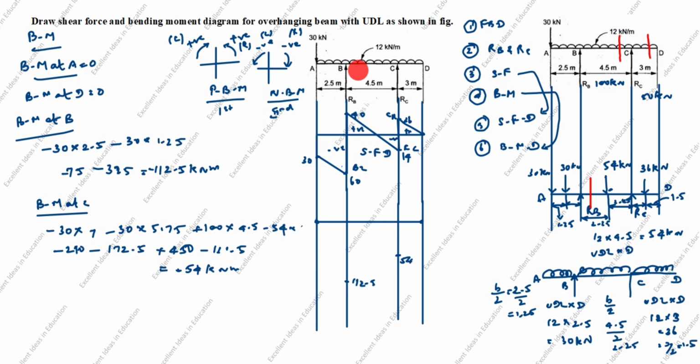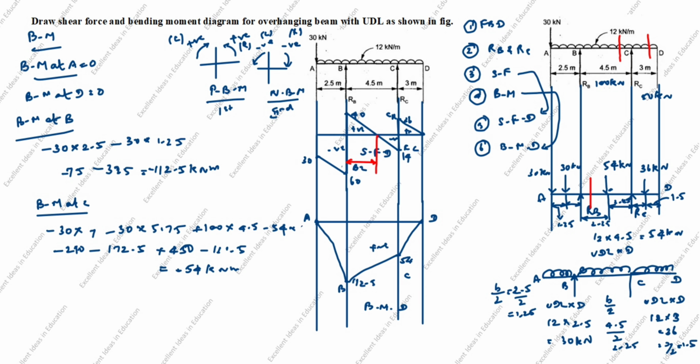This is UDL. So it comes parabolic curve. Next, this is also parabolic curve. This is also parabolic curve. This is D, A, B, C. This is negative bending moment. So bending moment drawing. You see here this distance we don't know. So how you will calculate this distance? This portion to this portion.